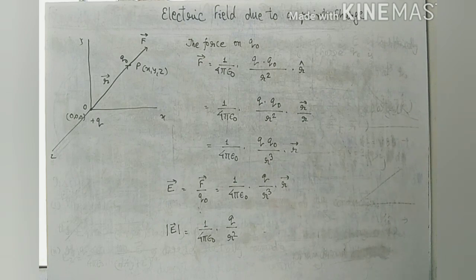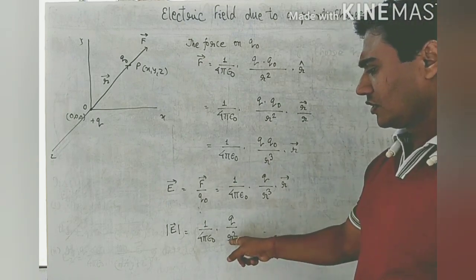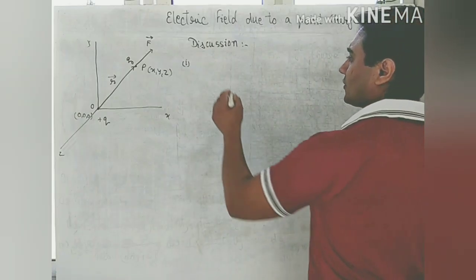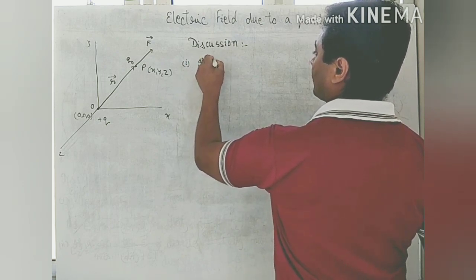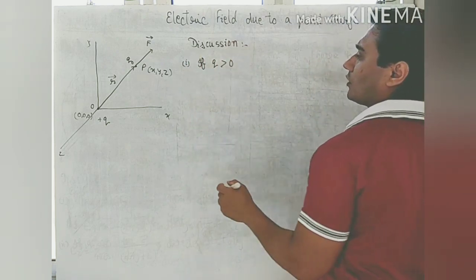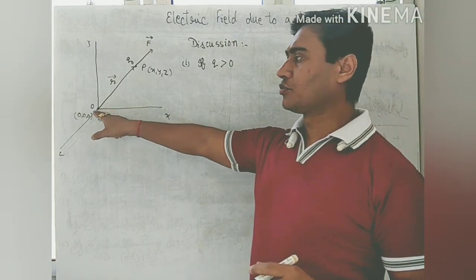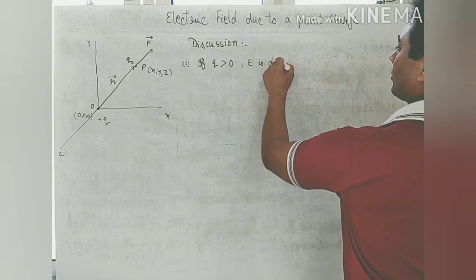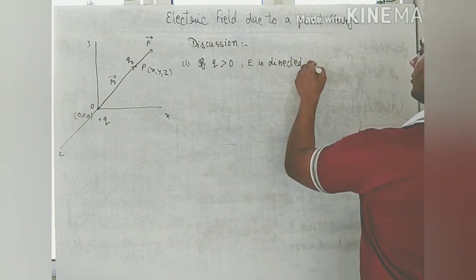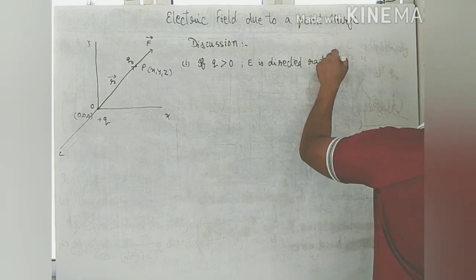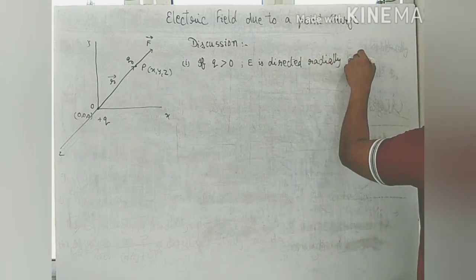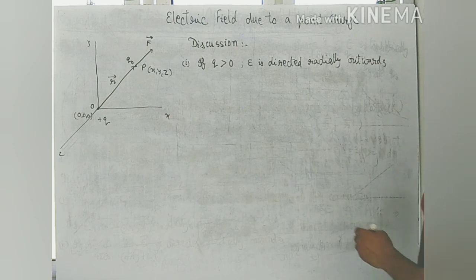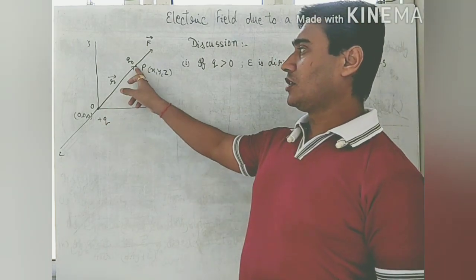Now, further we can have a discussion on this last result obtained. Under discussion: if charge Q is greater than zero, that means our source charge is positive, so E is directed radially outwards. Radially outwards. Okay, what does this mean, radially outward?